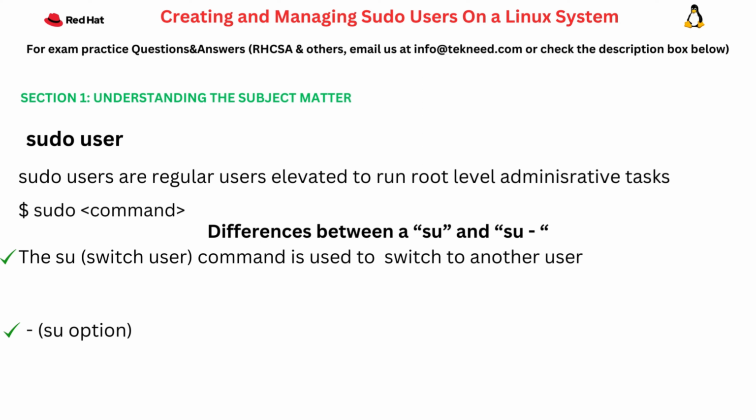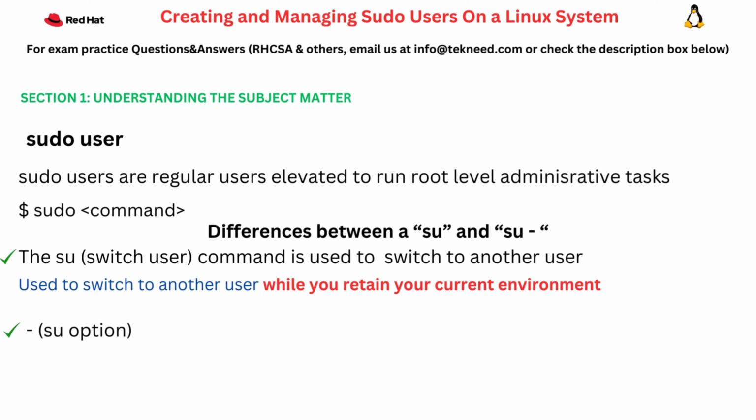So the su command is used when we need to switch to another user account temporarily and want to retain our current environment. In essence, the su command allows one to maintain the current user environment when switching to another user account. On the contrary, the option dash, which represents login shell, is used when we aim to fully log in as another user and work within their environment.